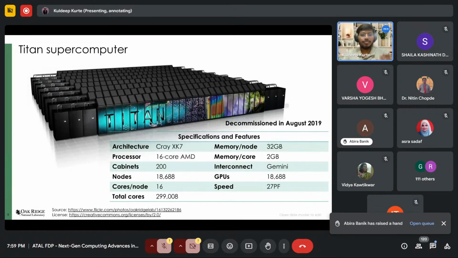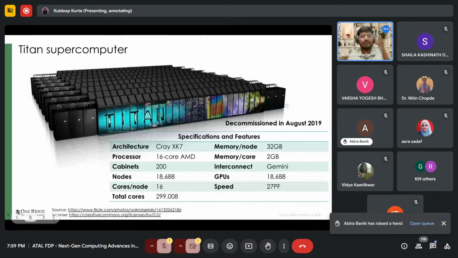Now this Titan supercomputer, as you see, looks like a cupboard. It's a collection of cupboards, the typical two-door cupboards that we have at our home. We call them cabinets. There were a total of 200 cabinets. You see, it's a collection of 200 cabinets.